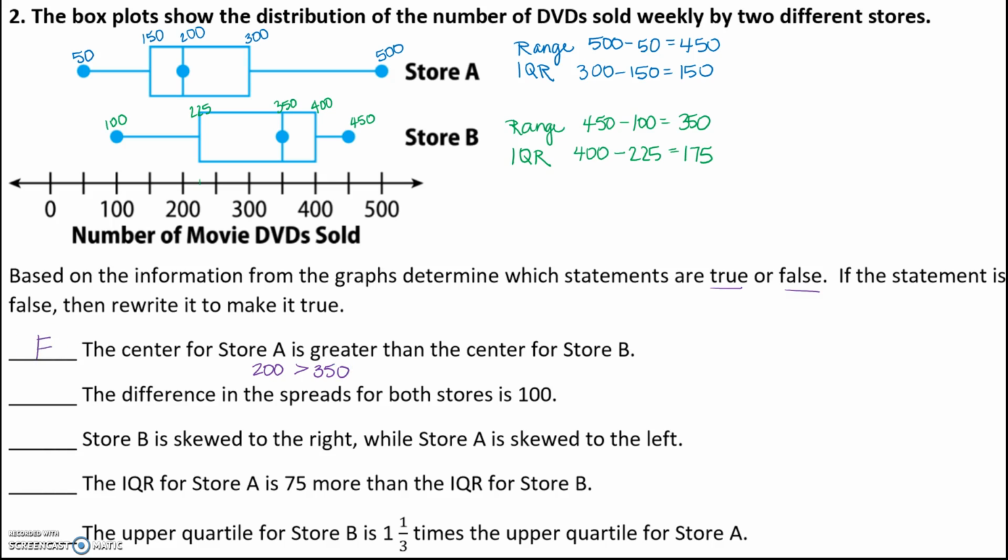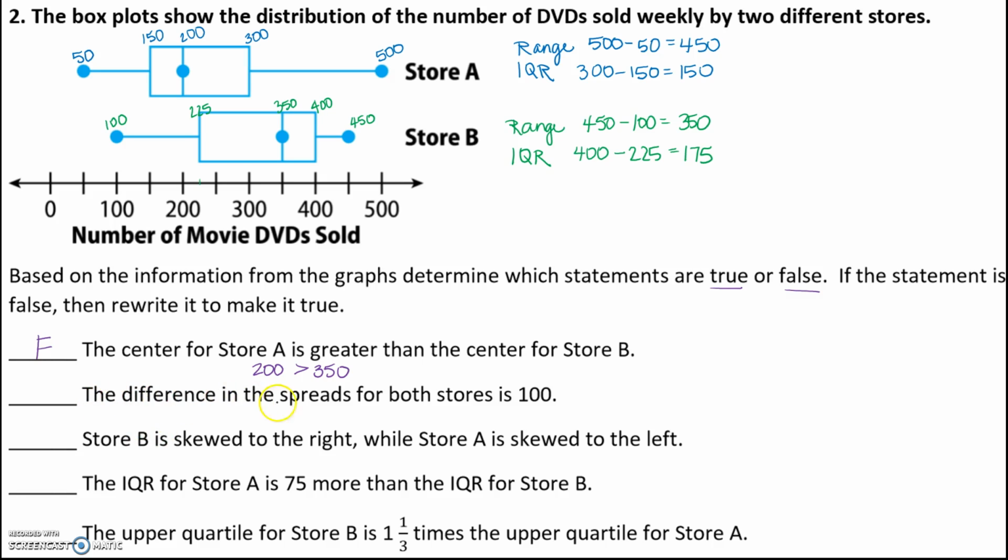So you can rewrite your statement just by changing the letters, right? So the center for store A, you can either say the center for store A is less than the center for store B, which would be great, or you can change the order and say the center for store B is greater than the center for store A. Make sure you have your sentence.